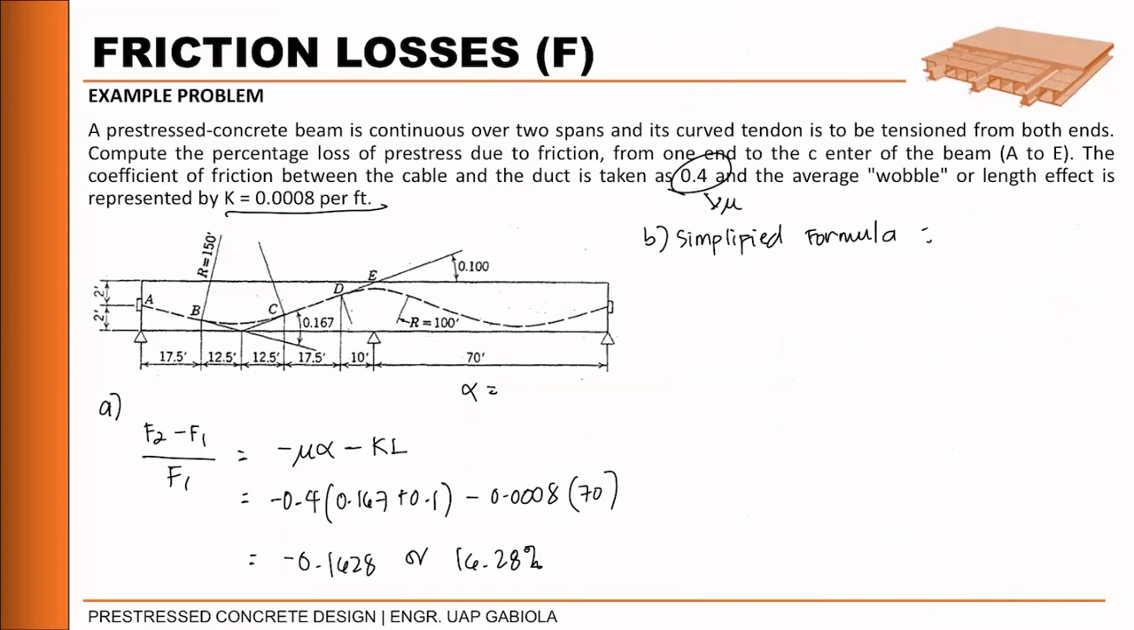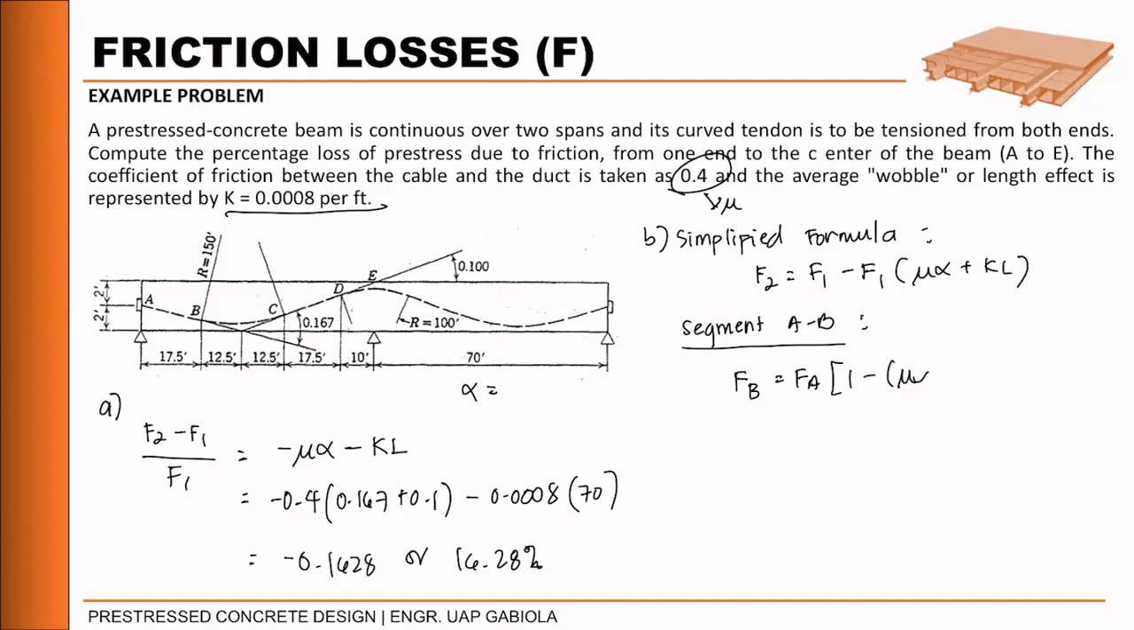Okay? So ang general formula, F2 is equal to F1 minus F1 times mu alpha plus Kn. And then by segment tayo. Segment A, B muna tayo, from A to B. Ang F2 natin dyan, ibig sabihin, is kung ano yung friction niya at B. So ito ay FA minus FA. Pwede natin factor out na pala yung F1, no? Gawin na natin FA times 1 minus mu alpha plus K alpha.